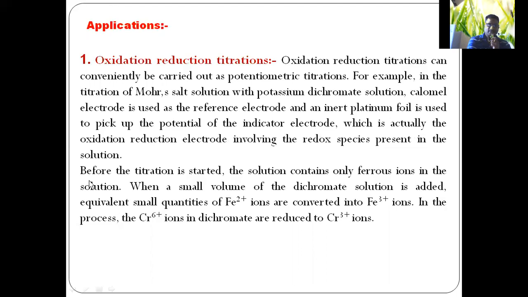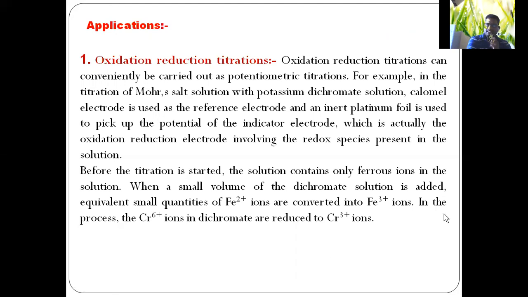So how to do this experiment actually? Before the titration is started, the solution contains only ferrous ions in the solution. When you take FAS in a beaker, FAS contains only Fe2 plus ions in the beginning. So that is why when a small amount of dichromate solution is added to the beaker, an equivalent small quantity of Fe2 plus ions are converted into Fe3 plus ions in the presence of chromium 6 plus ions, because you are going to add potassium dichromate solution, K2Cr2O7 solution. So Fe2 plus ions are oxidized into Fe3 plus in the presence of potassium dichromate solution.